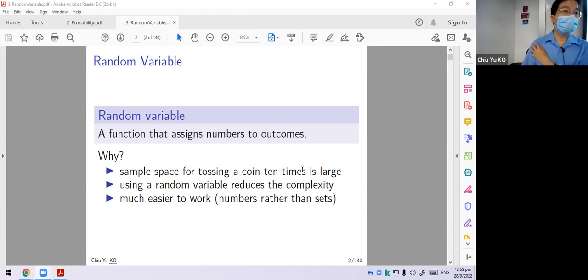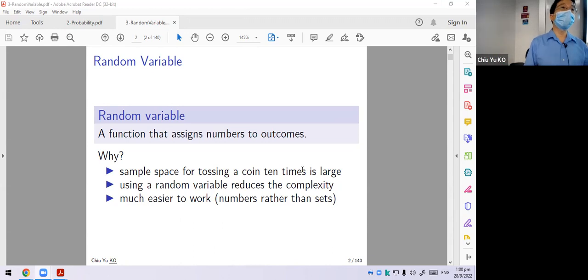Is that clear? What we're doing is, because the sample space of the random experiment can be very large, in order to simplify, we're trying to make it easier. So we just convert it to numbers. Of course, we want to convert to something meaningful. And when it comes to numbers, we can talk about statistics.